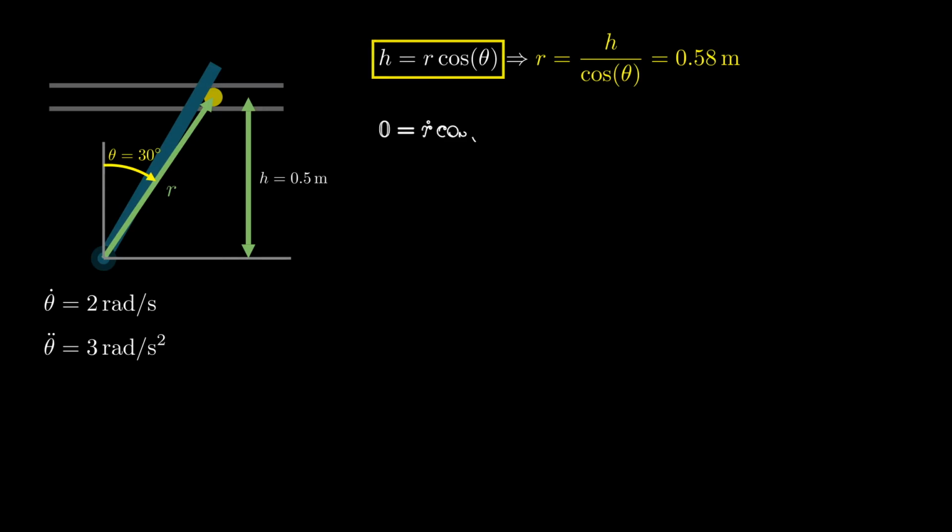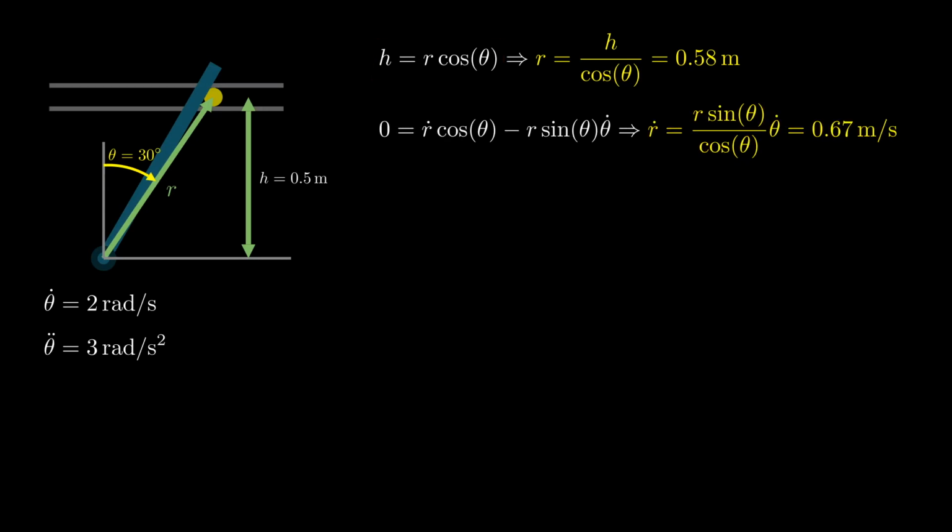The expressions for accelerations in cylindrical coordinates have the terms r dot and r double dot in them, so we'll want to figure out what those are. We can start by finding r using some basic trigonometry and find that it's 0.58 meters. Then, we can take the derivative of this expression for h, and isolate r dot in the result to find that r dot is 0.67 meters per second.